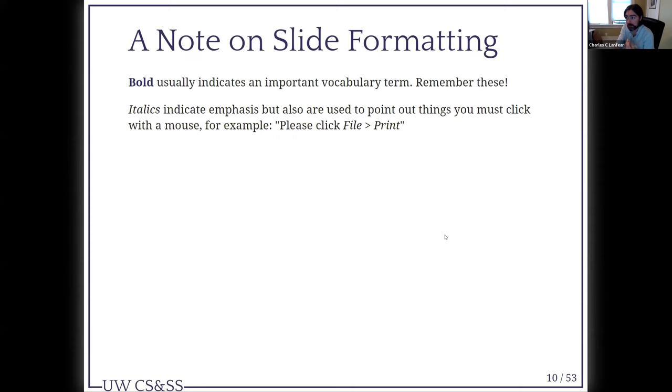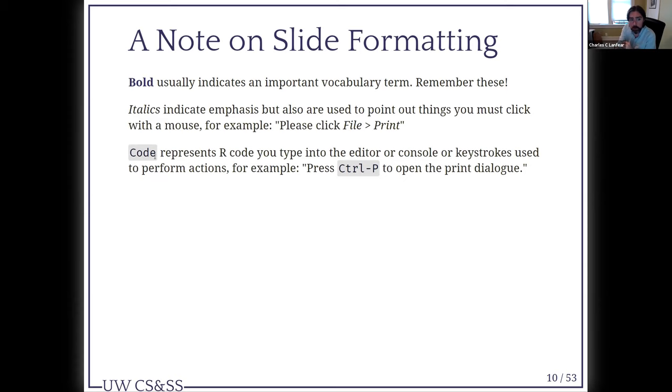Next, code will look like this. It'll be highlighted in a gray background. It'll be in a fixed-width code font. This would represent R code you would actually type into RStudio or your code editor or console, or keystrokes you might use to perform actions. So for instance, you might see Control P and that would open the print dialog. I don't know why I was super into printing when I wrote this slide, but Control P for print.